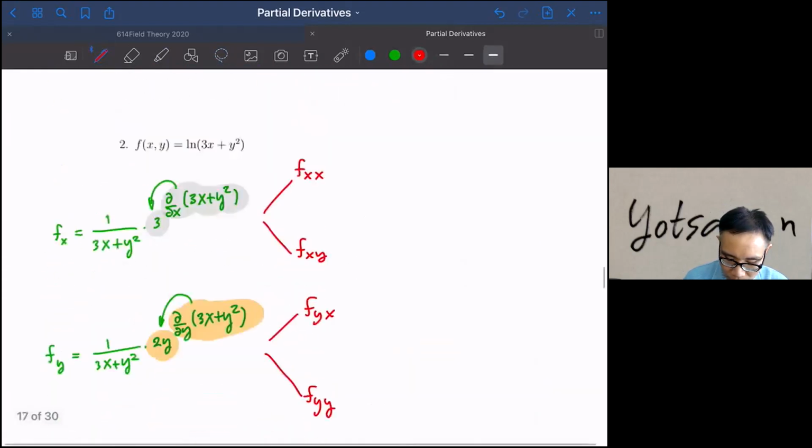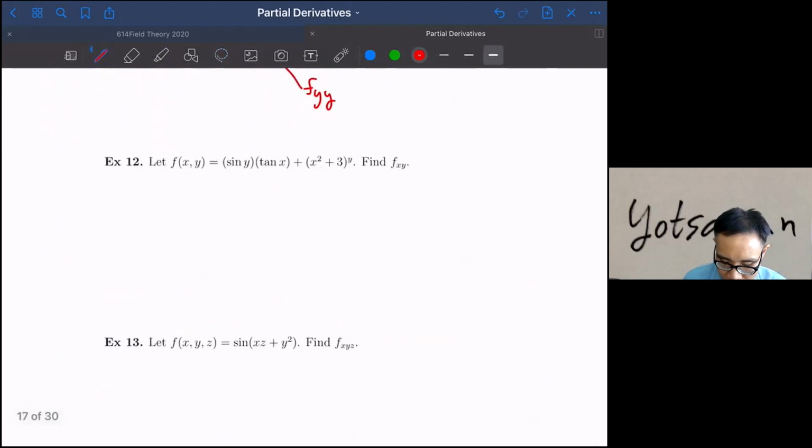The next one: you have f(x,y) equal to sin(y) tan(x) times x squared plus 3 to the y, and the question asks you to find f_xy. For this one, I give you the guideline that you have to find f_x first, and then you find f_xy. So it's going to be first order and then second order, two kinds of derivative. You do this one on your own first, and I'll give you the answer during the recitation.